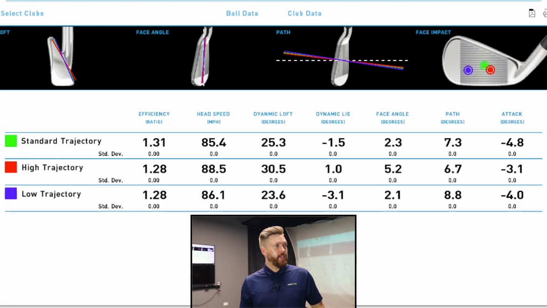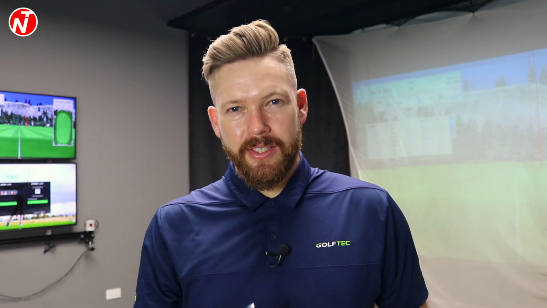The loft there you can see is the highest, 30.5 with the high trajectory, the lowest with the low trajectory at 23.6, and in between there at 25.3 is the loft with the standard trajectory. So you can see a pretty clear difference between all of those three shots. I tried to swing them as similar as I can, but I just wanted to change that release position in the finish. So hopefully that's given you a little bit more insight into the system and how you can adapt your finish position to change the trajectory of the shot.